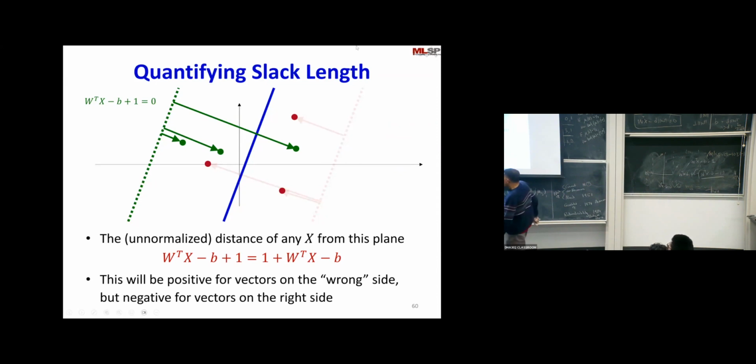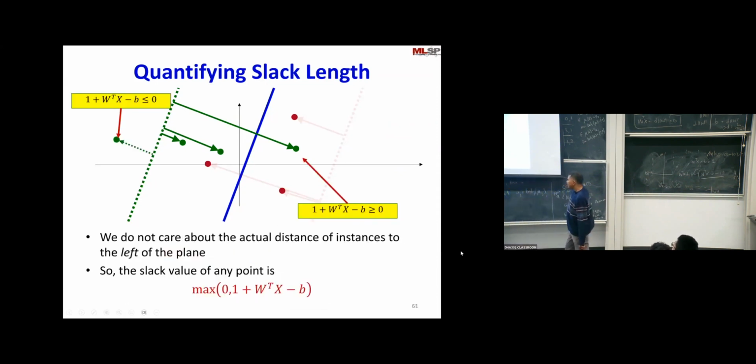So once again, the unnormalized distance for any data point over here is simply 1 plus W transpose X minus B. Since I'm only interested in data points on this side of the plane, and for points on the other side this value is going to be negative, I'm not interested in the negative values. So I can just choose the max of 0 and the result of dropping the data point into the equation for the plane itself. And now I get the distance from the plane for all the data points that are on the wrong side of the negative boundary plane.